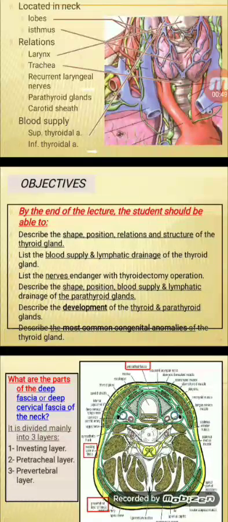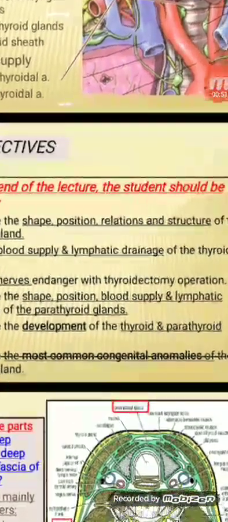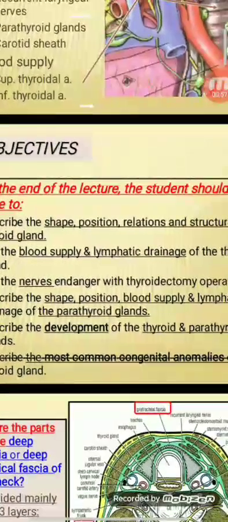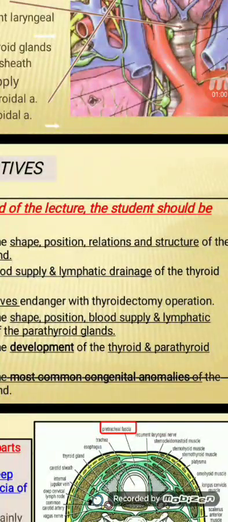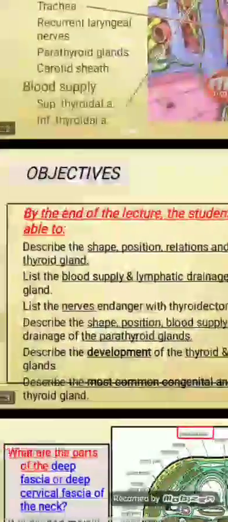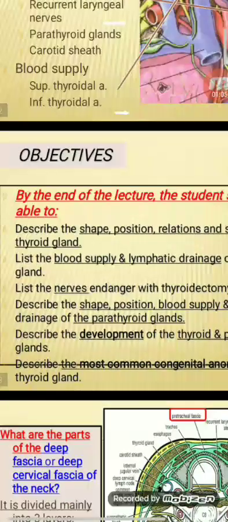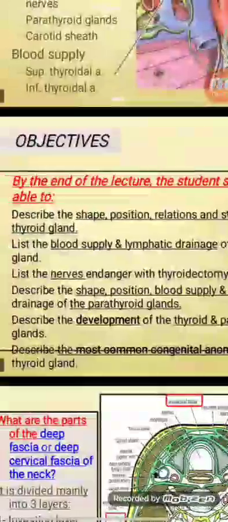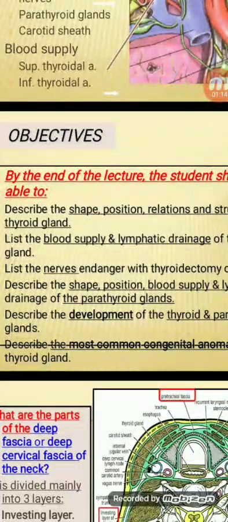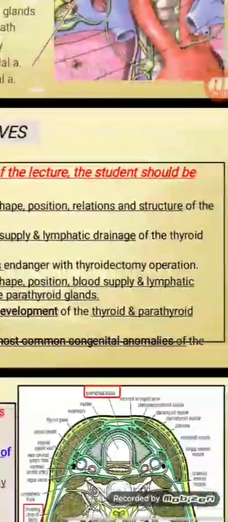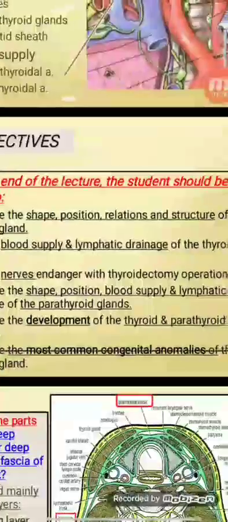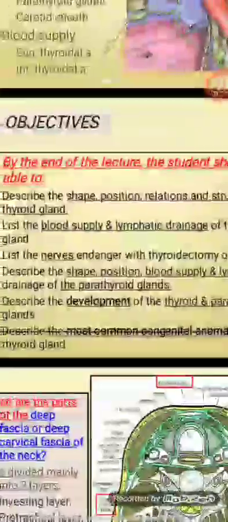What are the objectives? My objective is to describe the shape, position, relation, and structure of the thyroid gland. List the blood supply, lymphatic drainage, and of course innervation. List the nerve in danger with thyroidectomy. Surgical removal of the thyroid is called thyroidectomy.